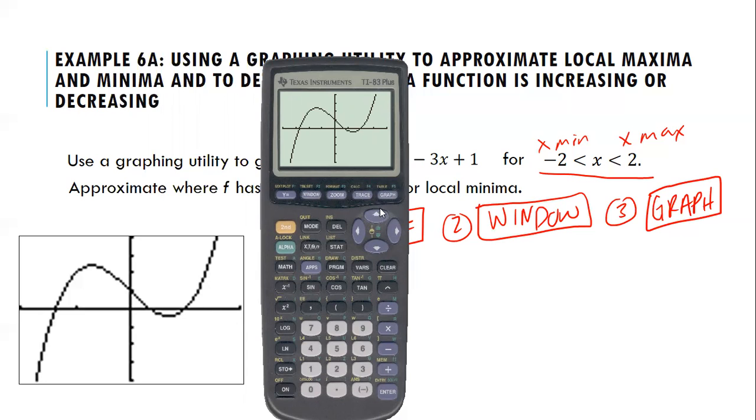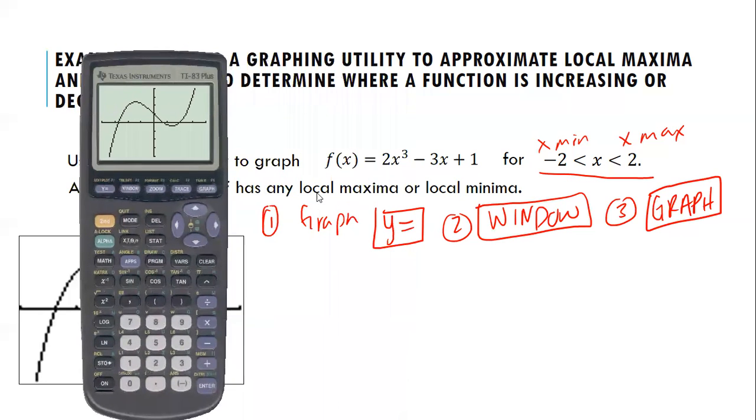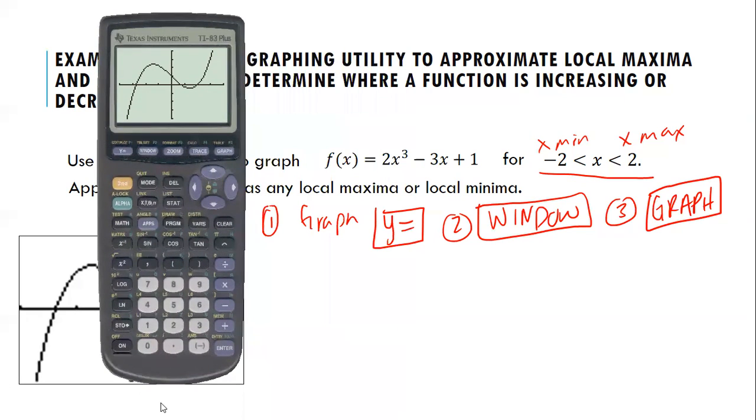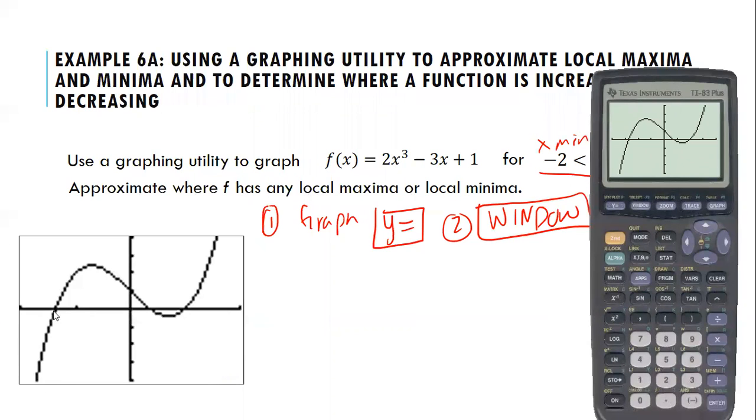All right. Now we're going to find our local maxima and our local minima. When you look at our graph, can you clearly see where we have a max and where we have a min? Do you see that? So we can clearly see our max and we can clearly see our min. We want the calculator to tell us those values. Does that make sense?